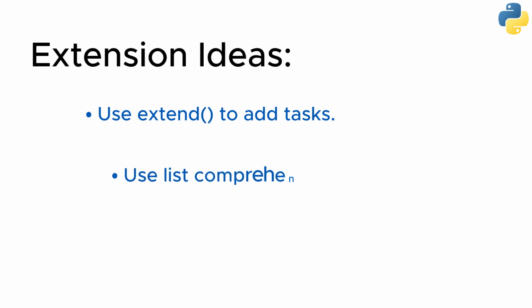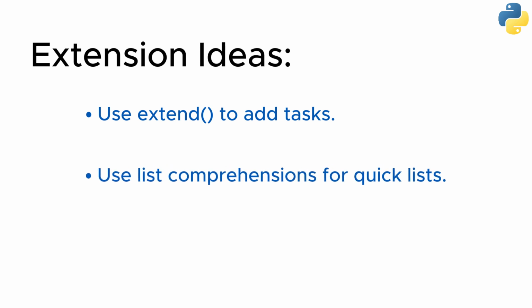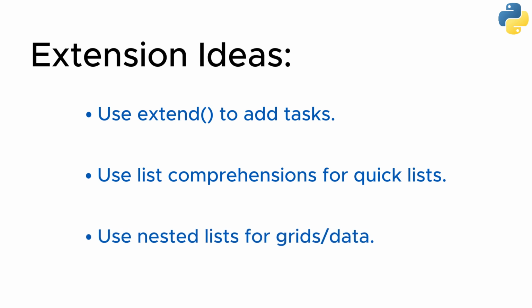If you want to go even further, look into the extend method. How is it different from append when adding multiple items? Explore list comprehensions, which are a super Pythonic way to create lists based on existing ones. And check out nested lists. Lists that contain other lists, perfect for things like grids in games or matrices in data. These are fantastic next steps after mastering the basics we covered.